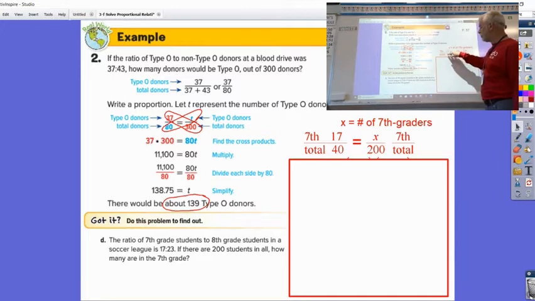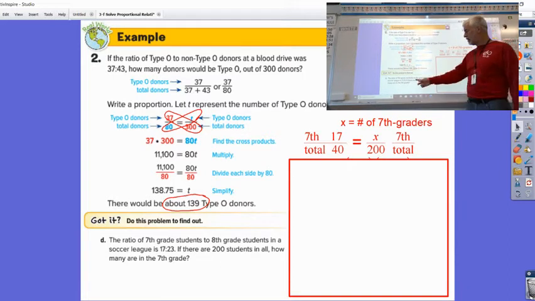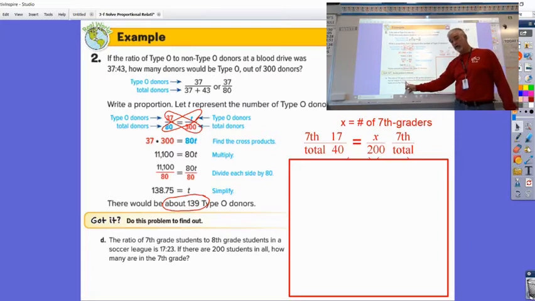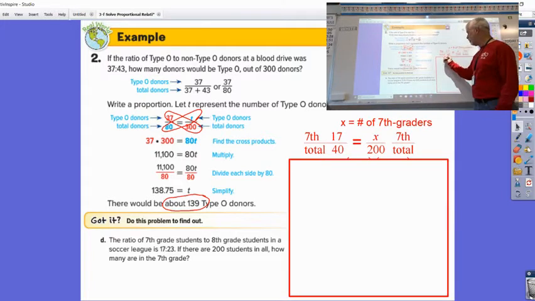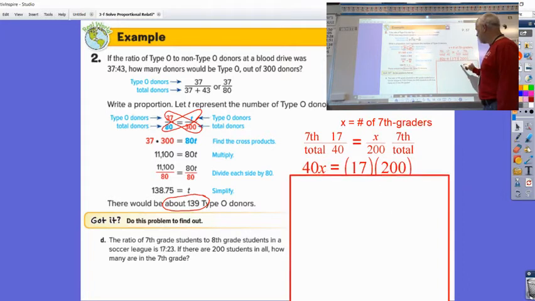Okay, so the answer is 40. There are 40 total students when there are 17 7th graders. There's 17 7th graders and 23 8th graders. You add them together, and that gives you a total of 40 students. That's what you're given. 17 out of 40 is 7th graders out of total, equals, I don't know how many 7th graders out of the total of 200. So there's my proportion, and solve this by cross multiplying.